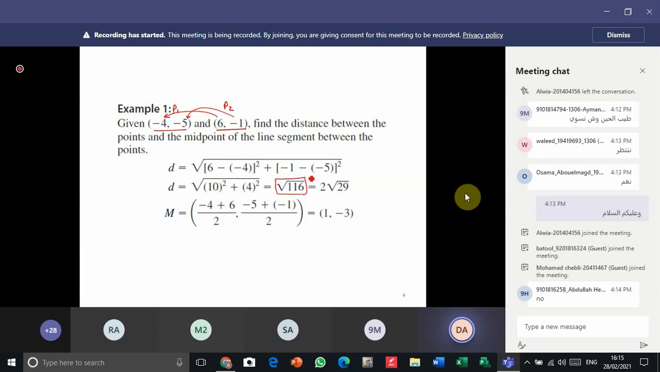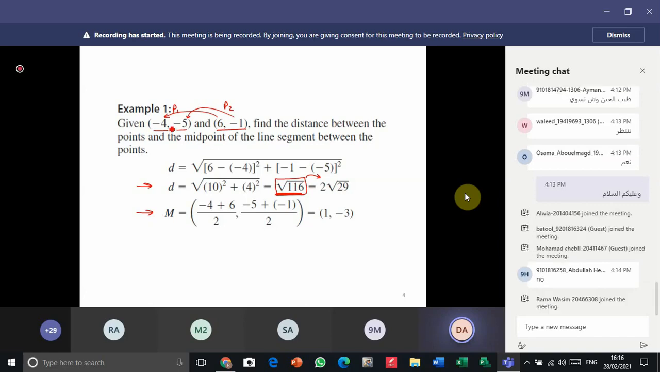Okay, we can simplify more. If you have the answer radical 116, this is enough, no need to simplify. This is the distance. The midpoint: the summation between the x coordinates, 6 plus negative 4, so we have 2 over 2, 1. Negative 1 plus negative 5, we have negative 6 over 2 equal negative 3. This is the midpoint. Okay.